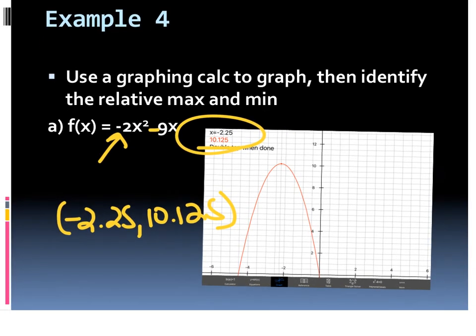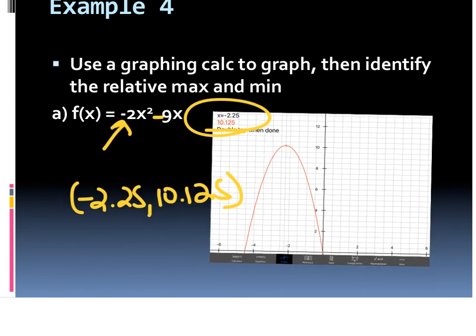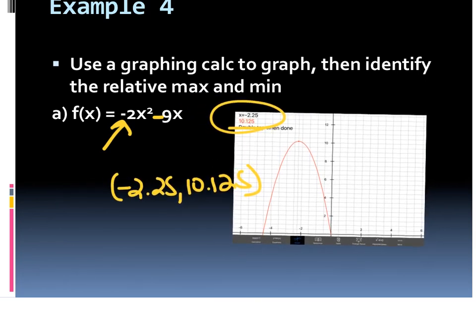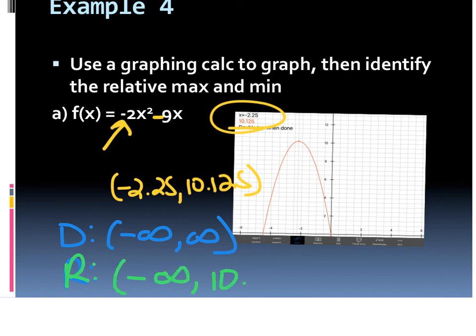So what about domain and range on this function? And then we'll stop here. What's domain on this function? All real numbers, negative infinity to positive infinity, right? Goes all the way left, all the way right. How about range? Good. Negative infinity to 10.125, and it includes that point, so it gets a bracket.